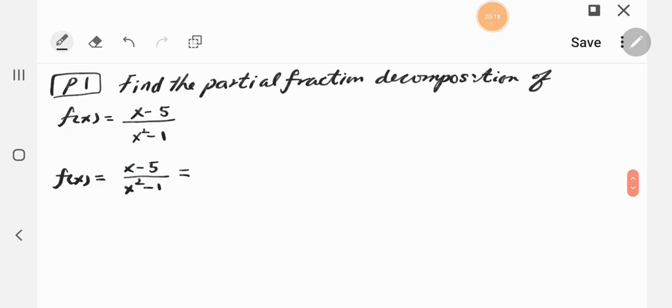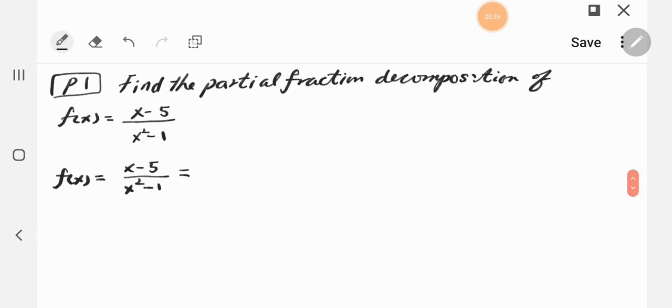This is example problem 1. Find the partial fraction decomposition of this function. Why don't you try? Pause this and then try. Did you get it? All right, then let's try.